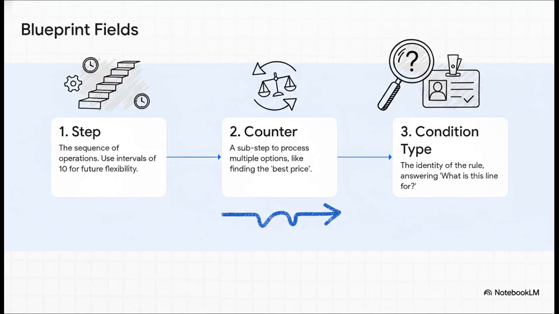So first up is the step field. This just controls the order of operations. And here's a little pro tip. Always use gaps, like 10, 20, 30. That way, if you need to add a new rule later, you can just slot it in without having to renumber everything.